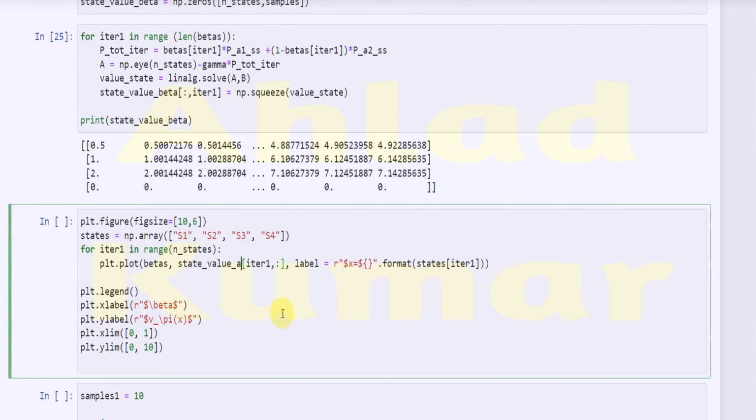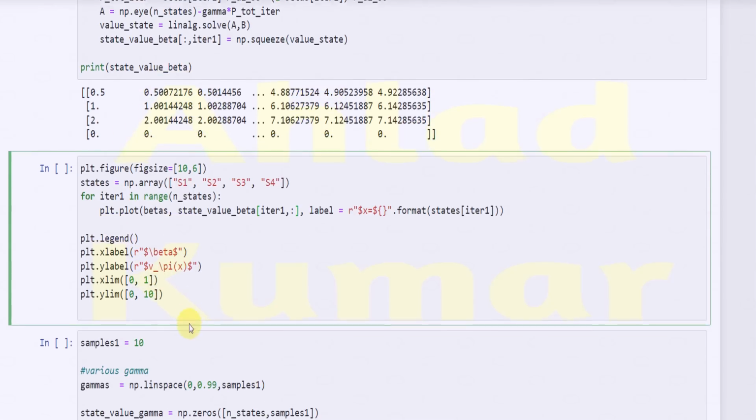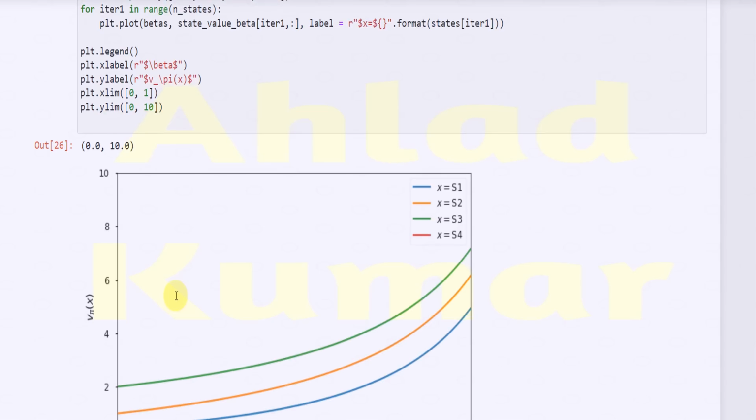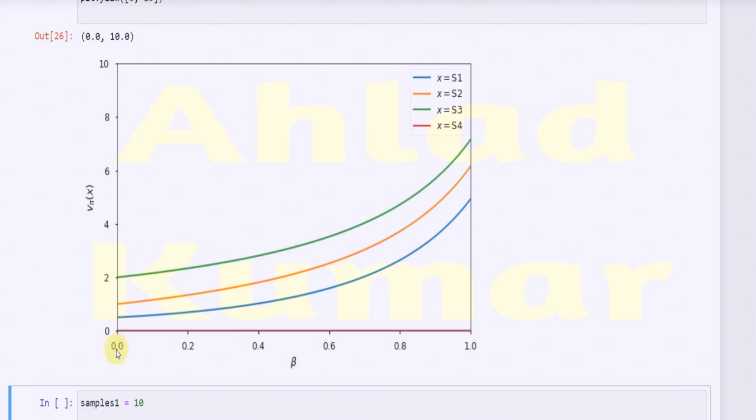So let me write this as beta here. So once we execute this particular piece of code, what we get is this variation, and you can see as your beta is varying from 0 to 1, the value function for different states, that is S1, S2, S3 and S4, are varying in this format.